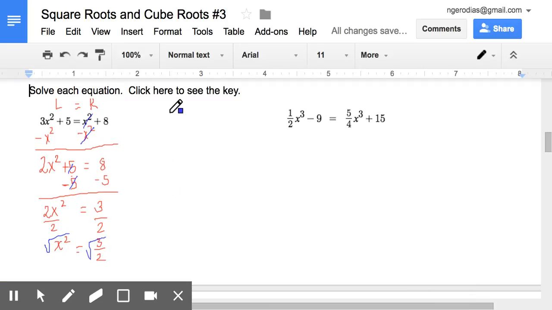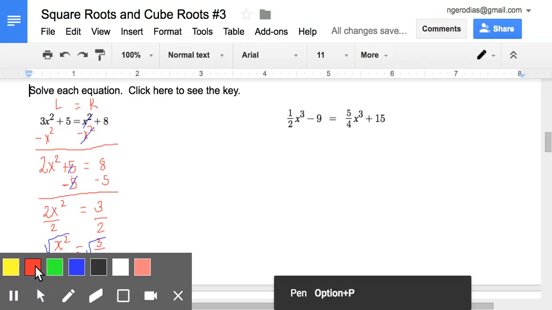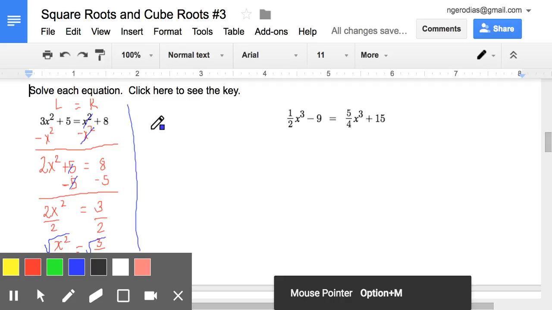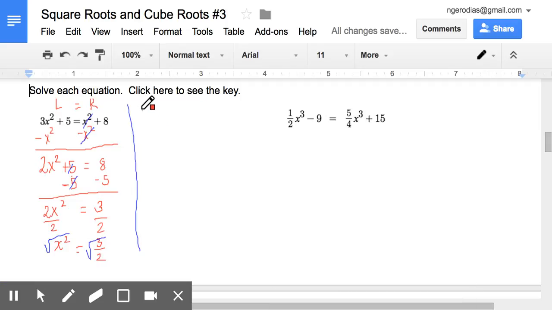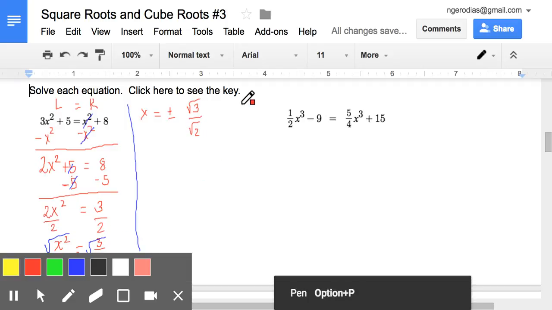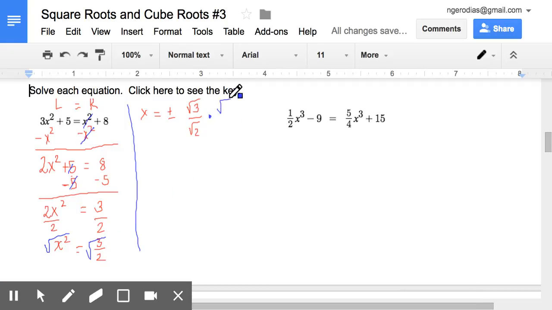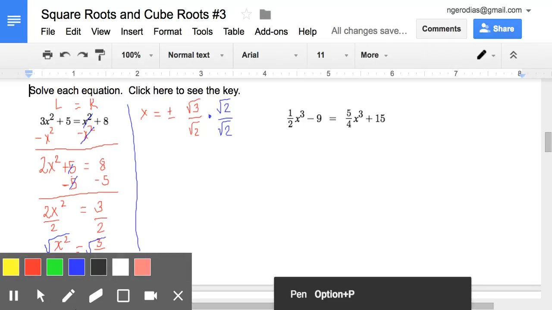Okay, now let's continue over here. Square root of x squared is x, equals plus or minus. Now square root of 3 over 2 can be expressed as square root of 3 over square root of 2. Now we don't want a square root at the bottom, so we'll rationalize. So we'll multiply by 1, but we're going to use square root of 2 over square root of 2. This is equal to 1.